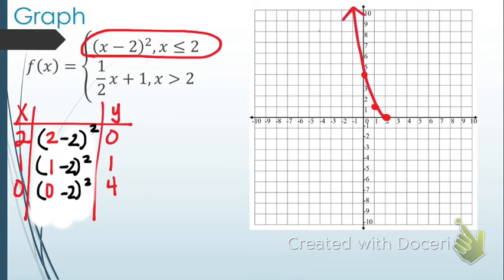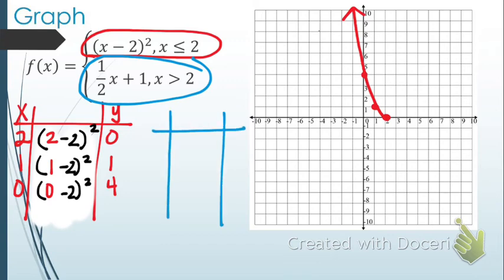All right, so now let's do our second piece. Let's look at this one here. We're going to make our T-chart. So again, we're going to start it at 2, and we're going to pick numbers greater than 2. Now, I'm noticing that I have to multiply by a half, so I'm going to pick even numbers so I don't have to graph a decimal. So I'm going to use 2, 4, and 6.